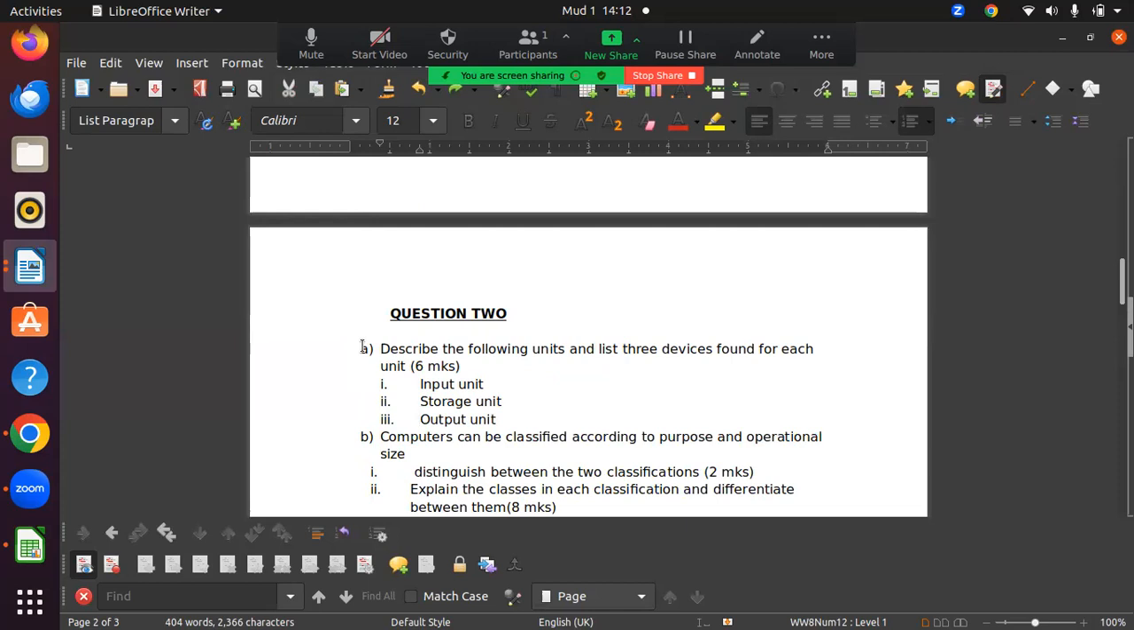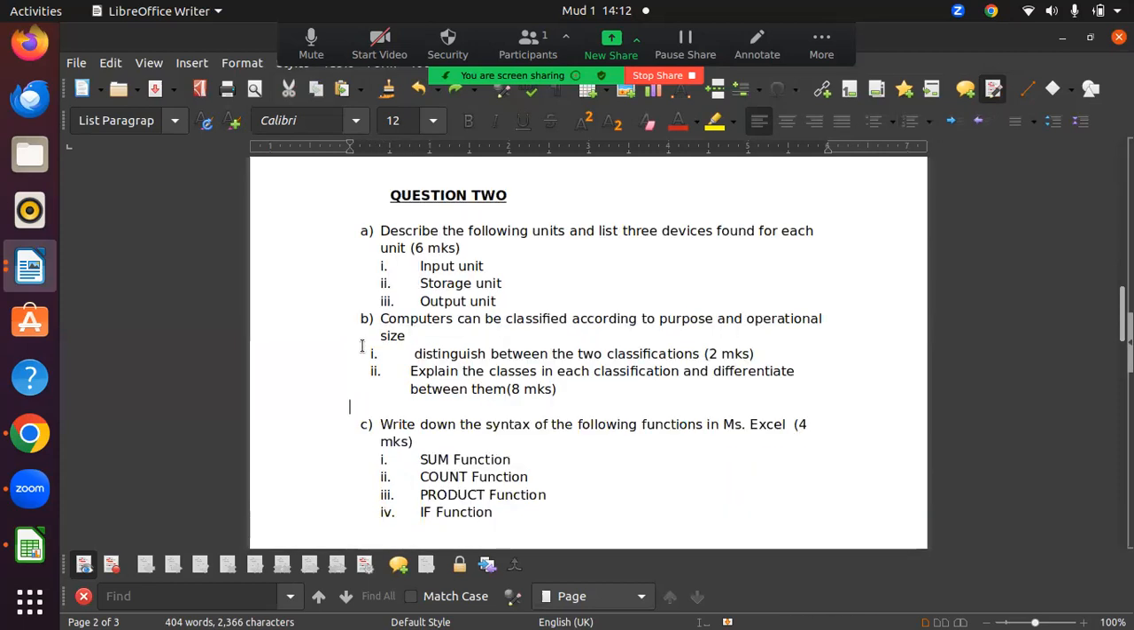These are things that we've covered, and you should be in a good position to identify what input devices, storage devices, output devices. Computers can be classified according to purpose and operation. Yeah, we have a video explaining this, and also you'll find this question in your notes. Not necessarily the question, but a portion of it is talking about what is being asked.